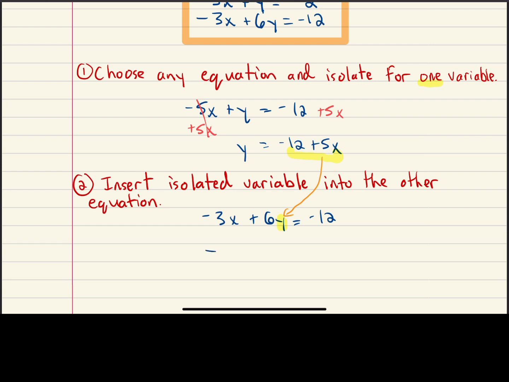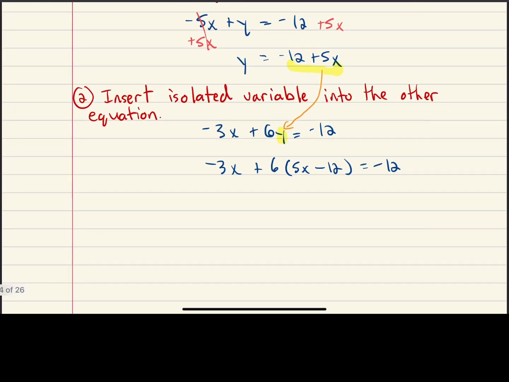We're going to go negative 3x plus 6, and then we're going to put in 5x, and I was going to write plus negative 12, but we can just write minus 12. And that is going to equal negative 12 over here. Then I'm going to FOIL this out in order to remove the brackets, and we're going to gather like terms.